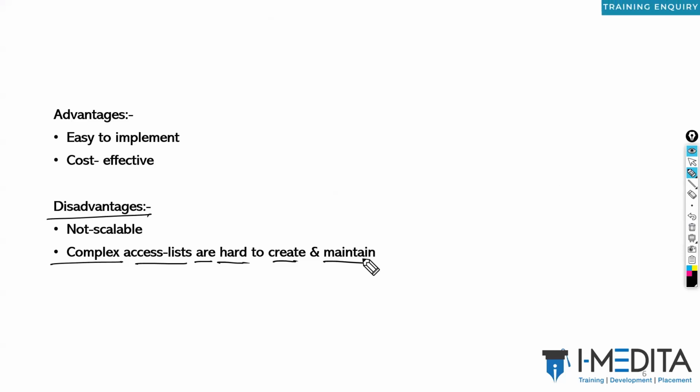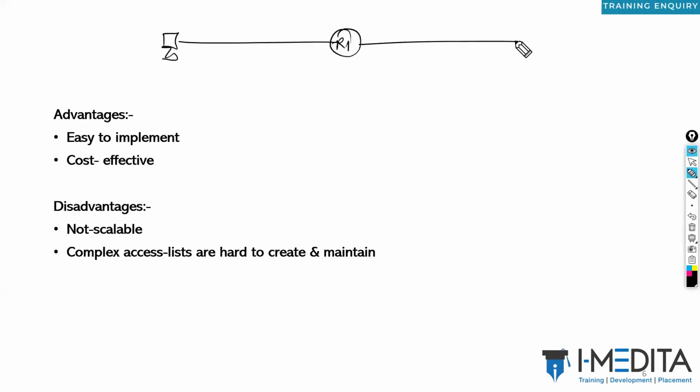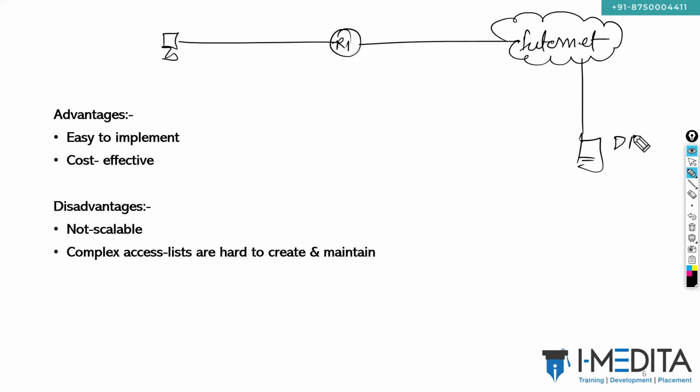So what is the meaning of this complex ACL here? Complex ACL meaning is this. We have a PC connected with a router. The router is connected with the internet, and the internet is connected with a DNS server. This is our DNS server. So what we need to do? We need to create a rule on the router that allows what we need to allow: allow UDP 53. This is our rule on our router.